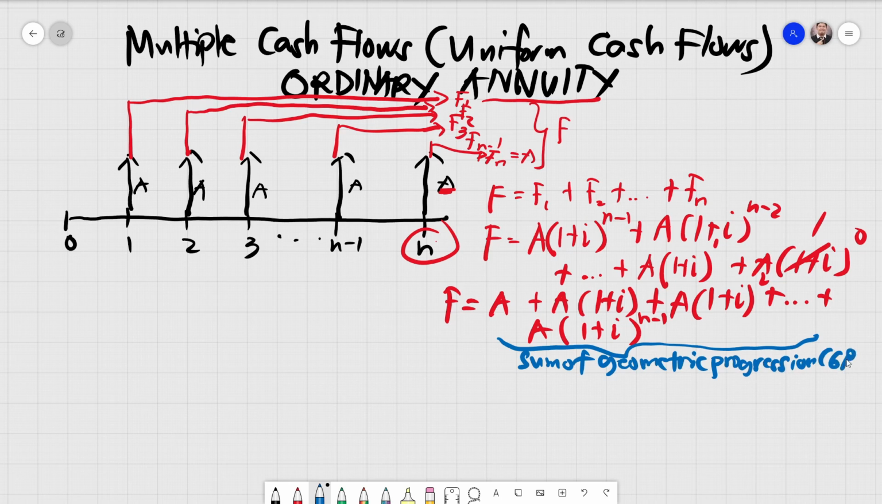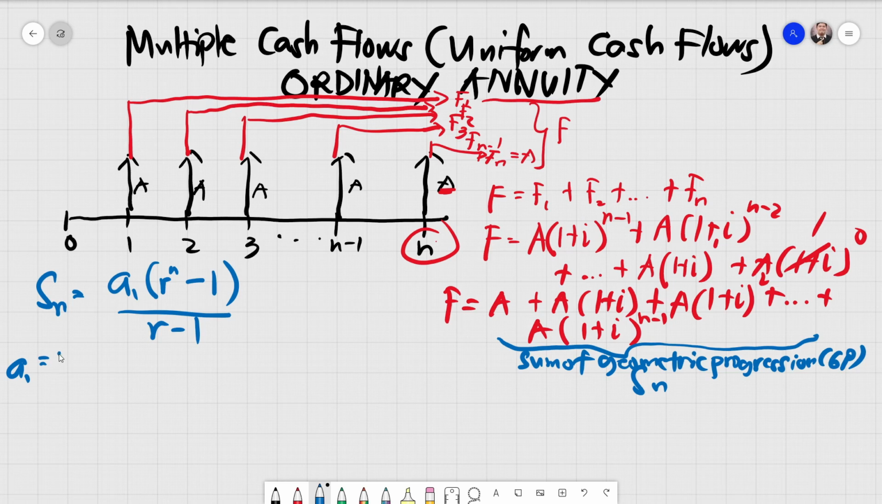So, GP. S sub n. And we know that the sum of a geometric progression is given by the formula a sub 1, the first term in the geometric progression, times r, where r is the common ratio, raised to n minus 1, all over r minus 1. So dito sa given natin, dito sa equation natin, our first term is A, and our common ratio is 1 plus I, and we have n terms.